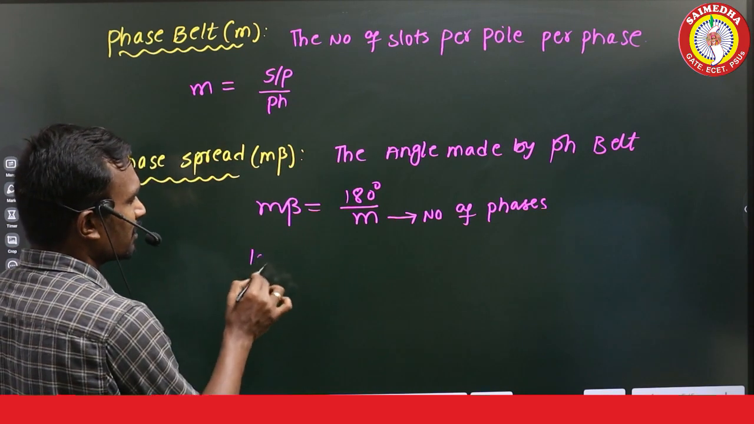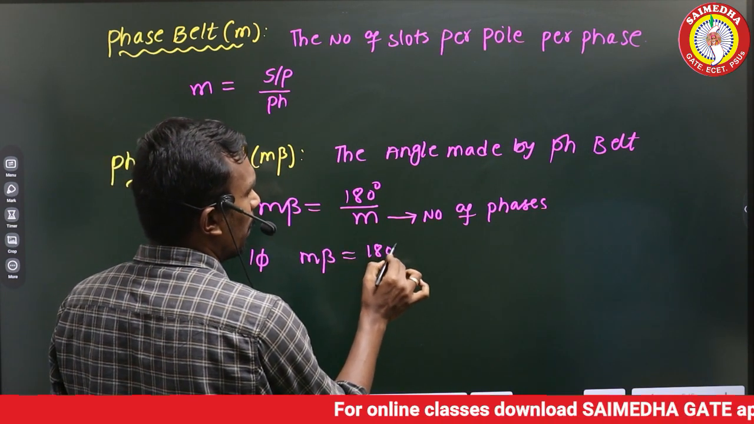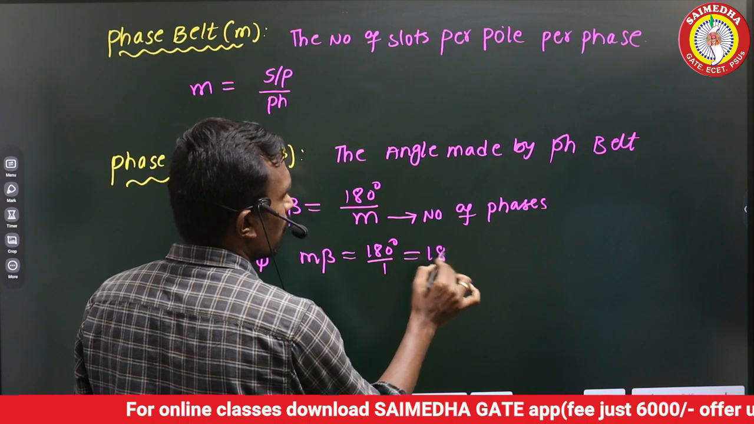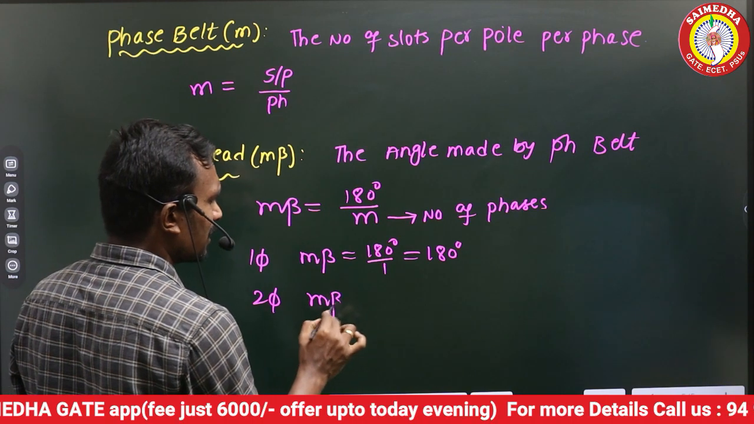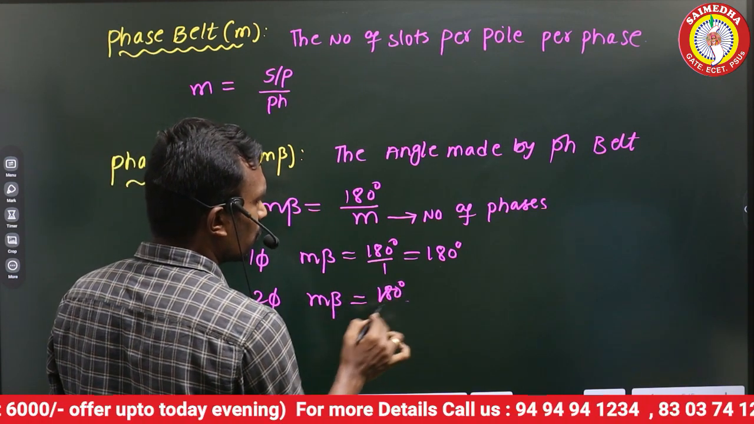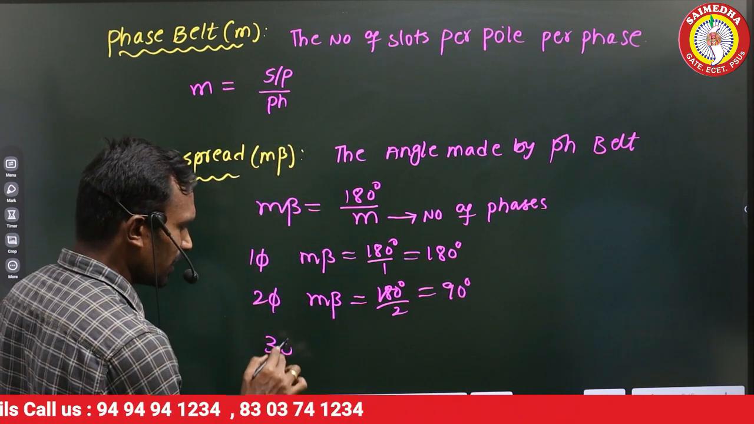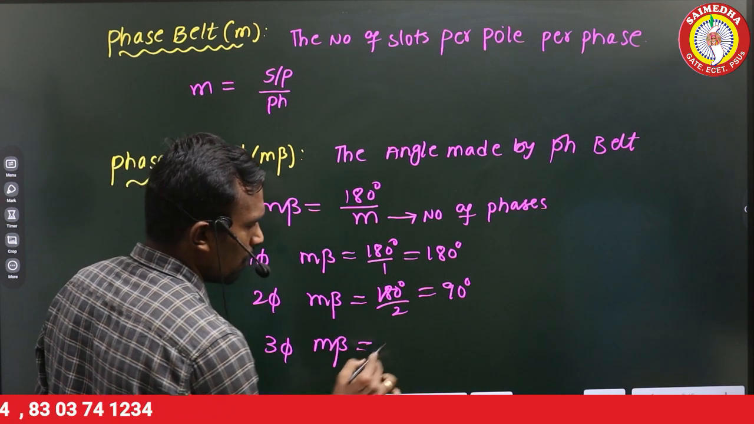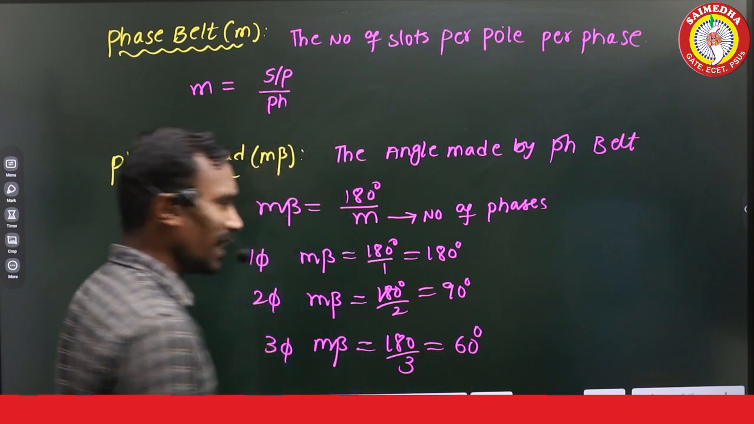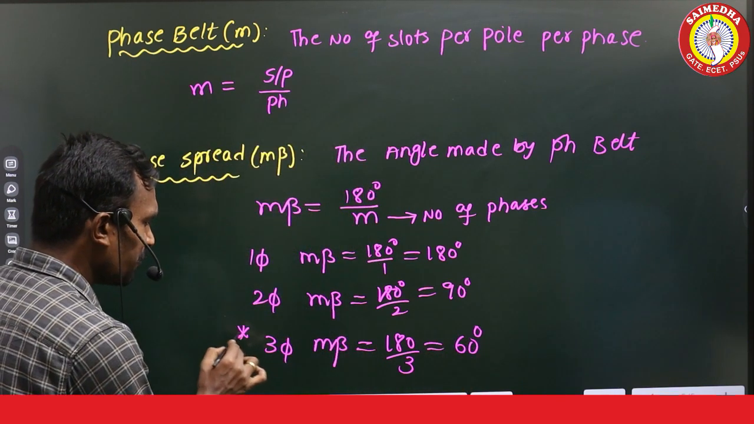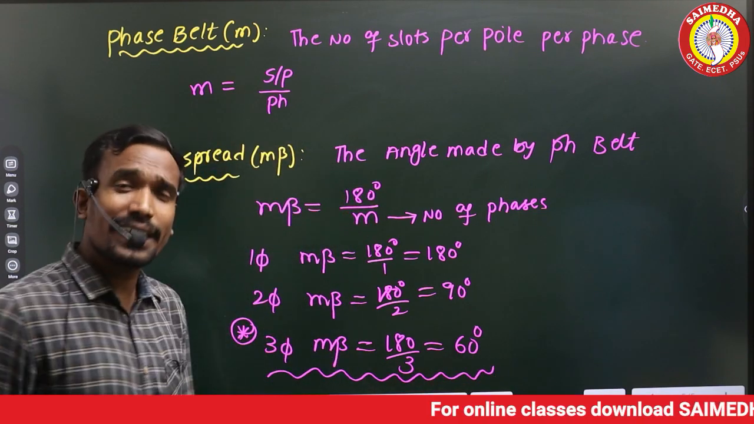For example, for a single-phase machine, the phase spread is equal to 180 upon 1, which is equal to 180 degrees. For a two-phase machine, it is equal to 180 upon 2, which is equal to 90 degrees. For a three-phase machine, it is equal to 180 upon 3, which is equal to 60 degrees. Remember that for a three-phase machine, the phase spread M beta is equal to 60 degrees.